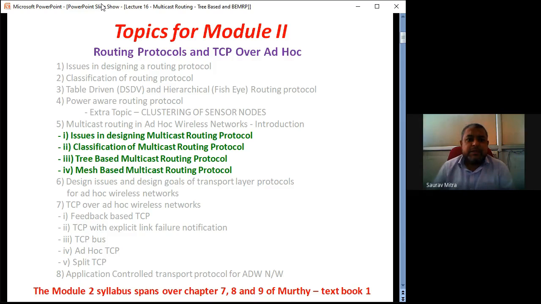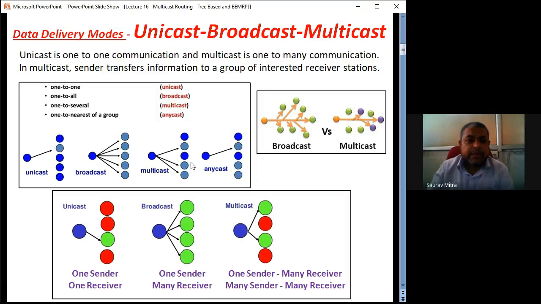We had seen what is meant by unicast, broadcast, multicast. So today we are going to do these 4 topics which are shown in green. There are issues and classification of multicast routing, and an introduction to tree-based multicast routing. Mesh-based will not be done today, but in tree-based, BEMRP, bandwidth efficient multicast routing, there are 3 diagrams that we will do today.